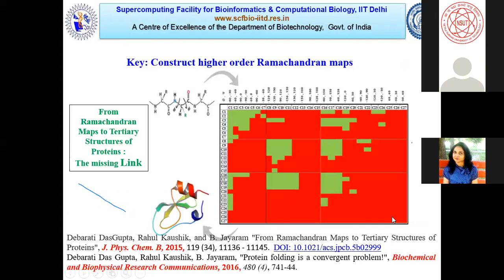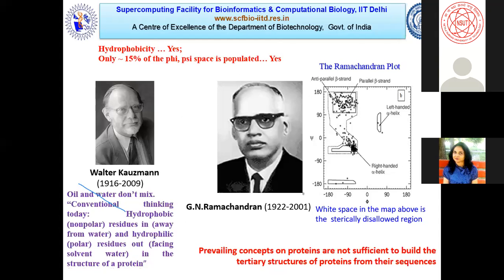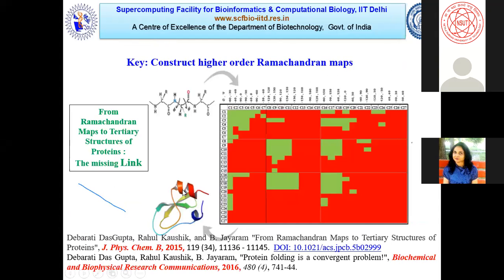Of course, with regard to Ramachandran, if you can use higher order Ramachandran maps and bring it down to 2%, 15% is not sufficient, 2% is what is happening. And then you can probably predict the 3D structures of small proteins. That we discovered. One of my PhD students, Debarati, did it in 2015. She thinks that protein folding is a convergent problem. It's not an NP-hard problem, etc.